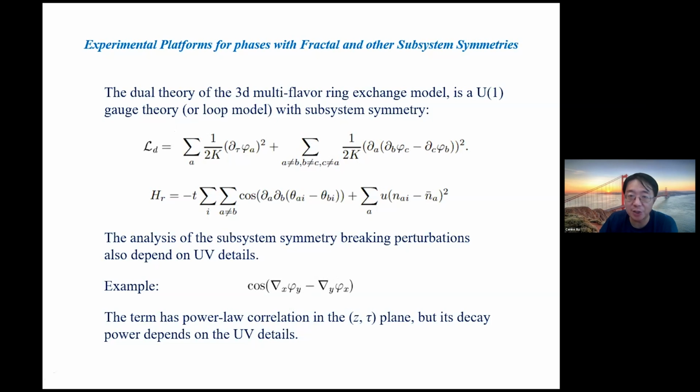So actually, when we do the analysis, we have to carry the UV particle with us when we do the calculation, and also we have to specify what kind of UV regulation we are using in this kind of model. But potentially there could be an interesting exotic multi-flavor ring exchange or an exotic loop model gapless phase there with both the U1 gauge symmetry and also subsystem symmetry. Okay, any question?